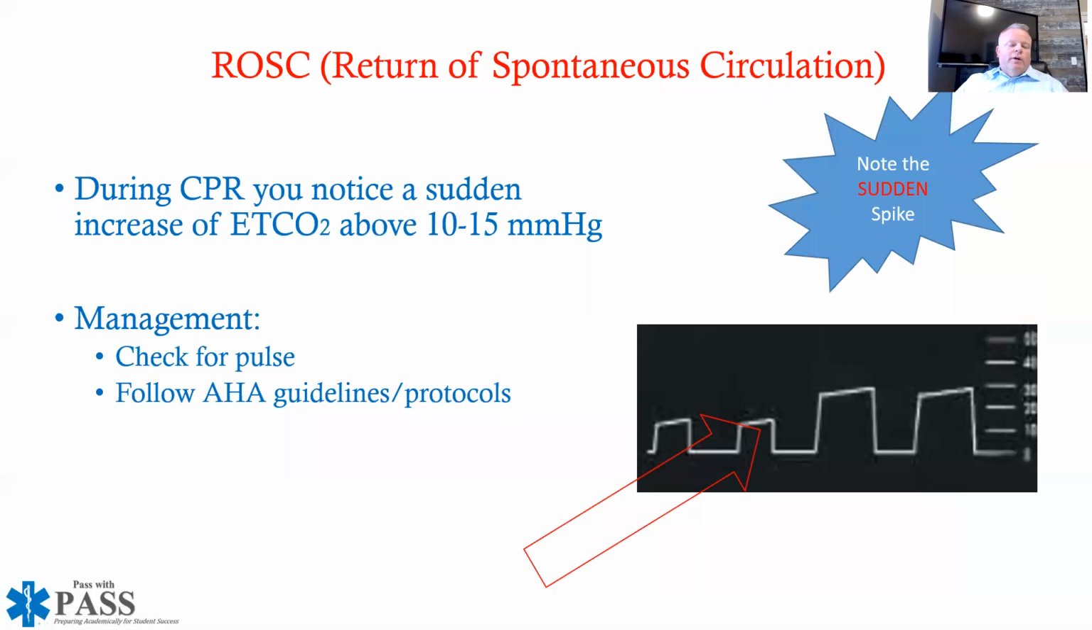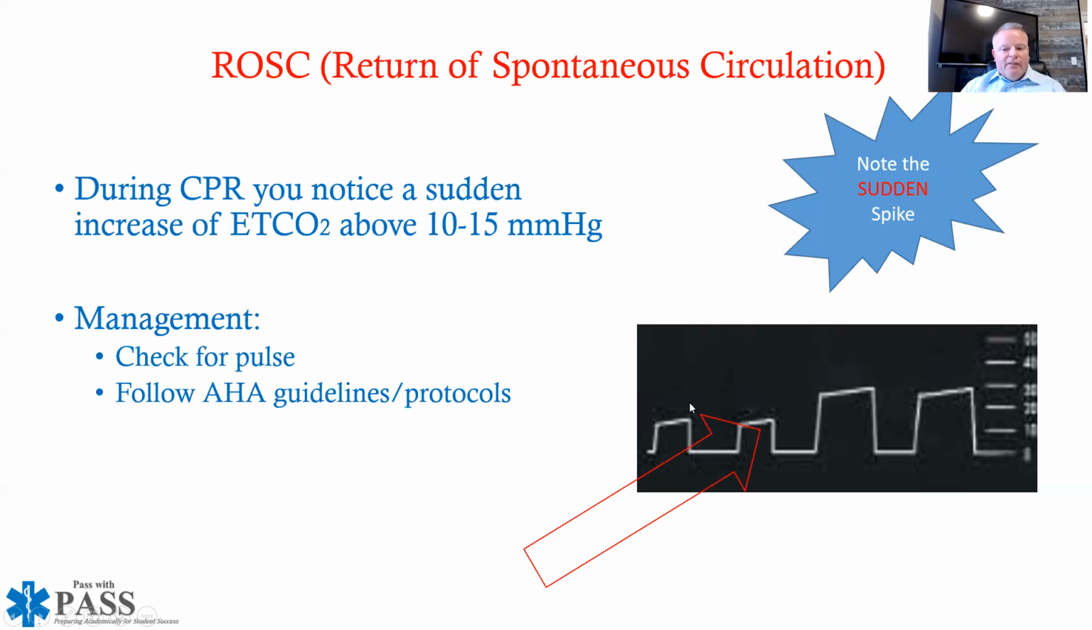All right, so return of spontaneous circulation. You guys are doing CPR and all of a sudden you note a sudden spike in that waveform. So I wanted to make this arrow here to where you could see through it. It's transparent. So here's your underlying waveform of 10-ish of end-tidal CO2. And then suddenly you see that number shoot up to 30.